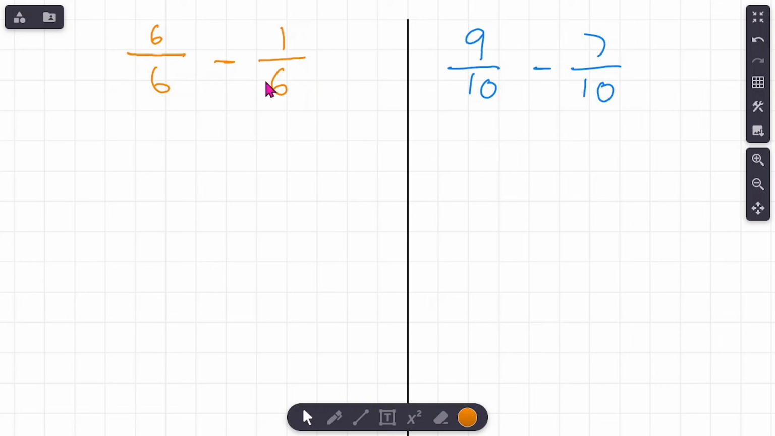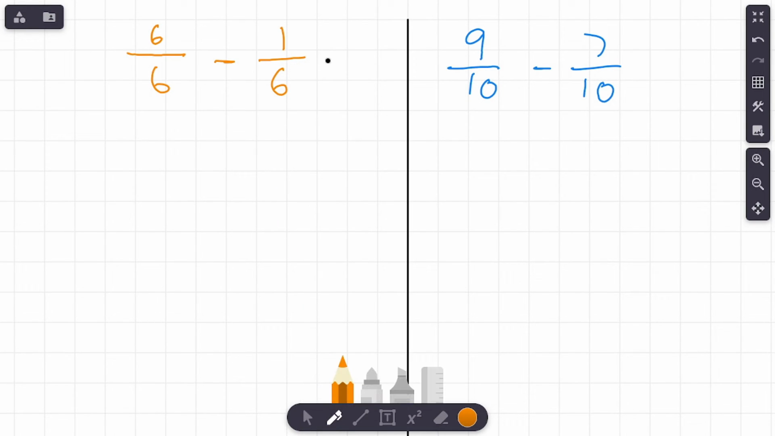So the first thing I'm noticing is the denominators. I'm noticing they are like denominators. They're the same. So that means we're going to be able to jump into this and start solving it. The other thing I'm noticing is that 6/6, 6 out of 6, is 1 whole. So I've got 6/6, which is equal to 1 whole, and I'm subtracting 1/6.